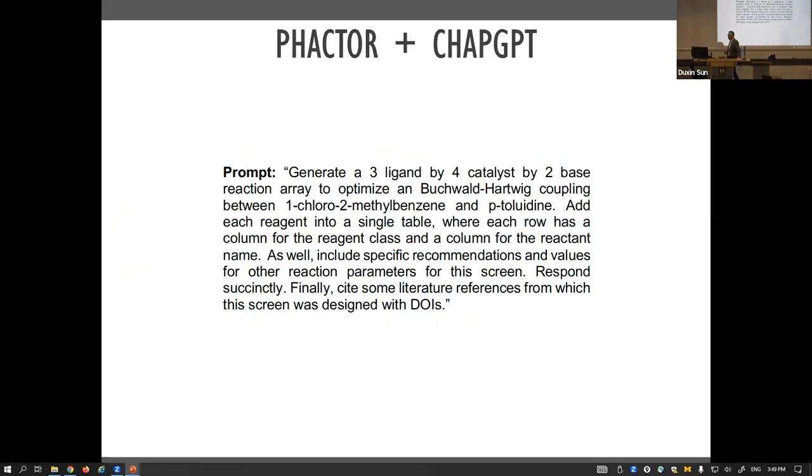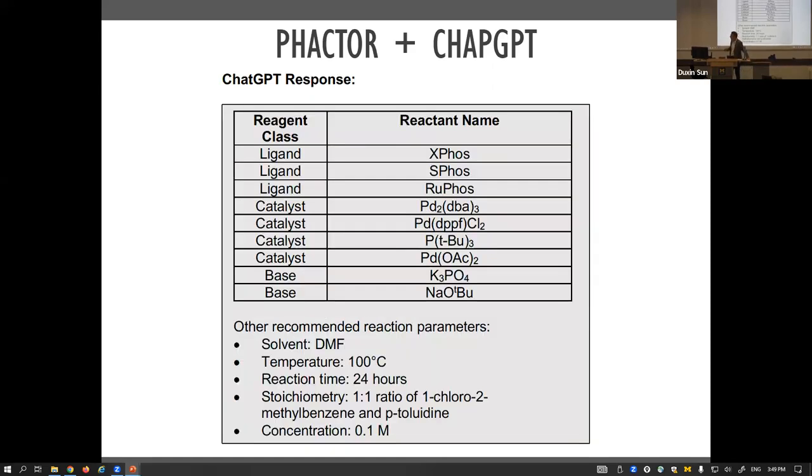But anyways, we went to ChatGPT and we said, dear ChatGPT, generate a 3-ligand by 4 catalyst by 2-base reaction array to optimize Buchwald-Hartwig coupling, and give us the data as rows and columns, include specific recommendations for other reaction parameters, respond succinctly, finally cite some literature. Now, this is the answer that it gave. This is a fine answer.